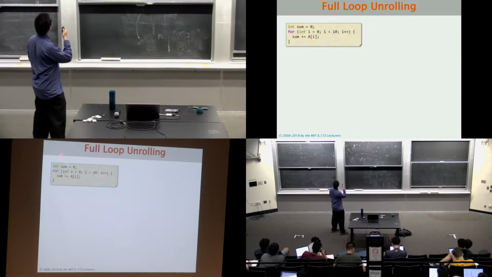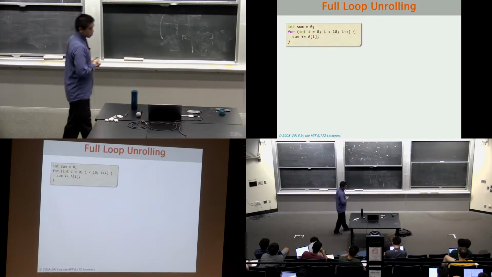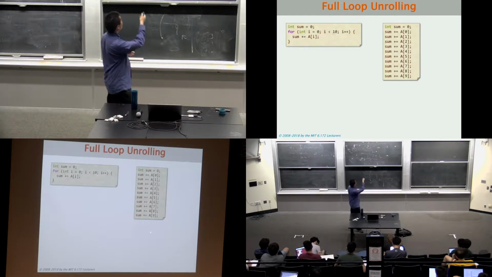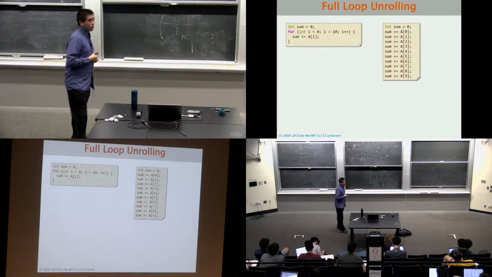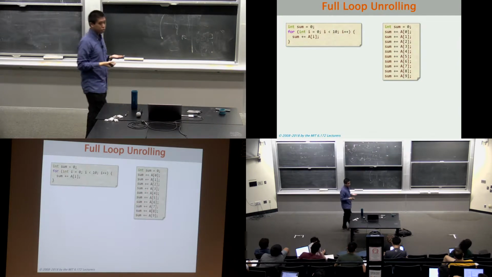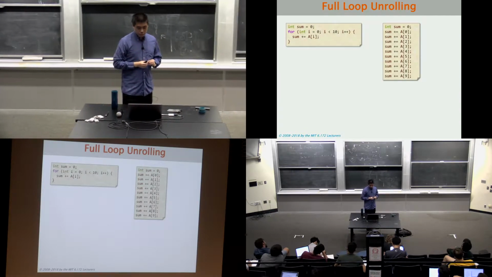So here I have a simple program that just loops for 10 iterations. The fully unrolled loop just looks like the code on the right-hand side. I just wrote out all of the lines of code that I have to do in straight line code instead of using a for loop. And now I don't need to check on every iteration whether I need to exit the for loop. So this is full loop unrolling.